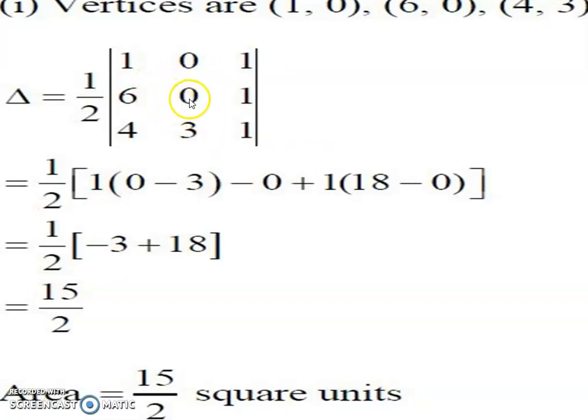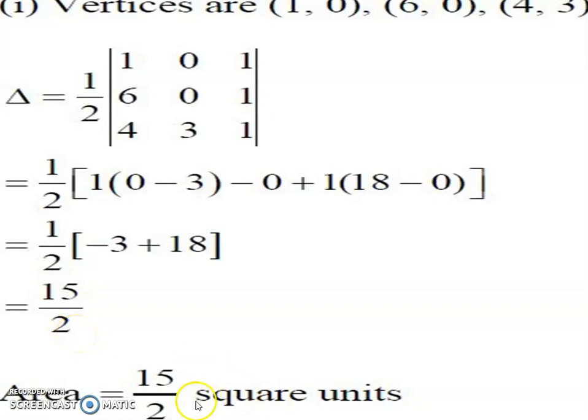So what should I write here? 0 into 1, 3 into 1, so minus 3. 0 into anything is 0, so that final answer is 0. Then the last one: first row and last column we have to skip. 6 0, 4 3. So 6 3s are 18. 4 into 0 is 0. 1 into anything remains the same. Yes, that's right. Minus 3 into 1, minus 3. 1 into 18 is 18. So we derive 18 minus 3, 15 upon 2.